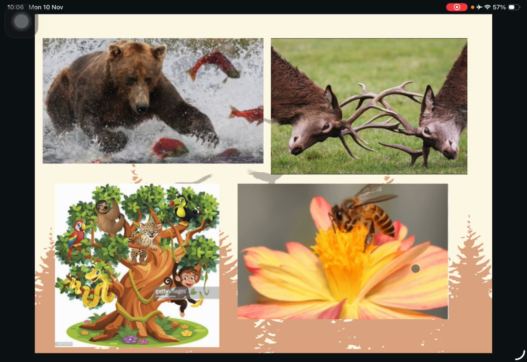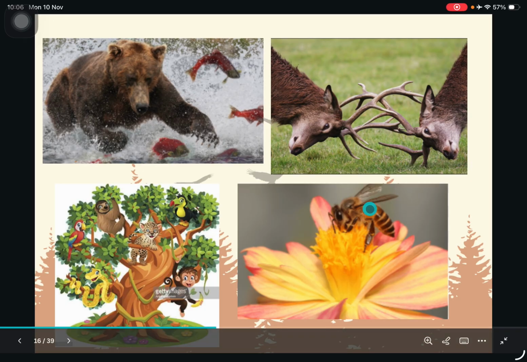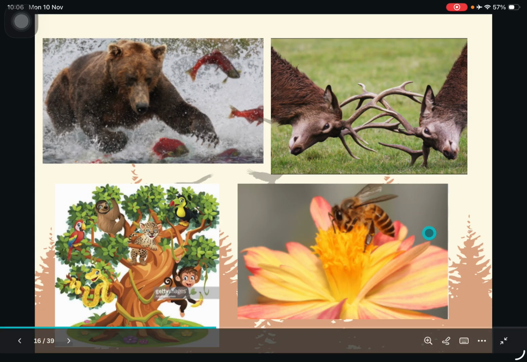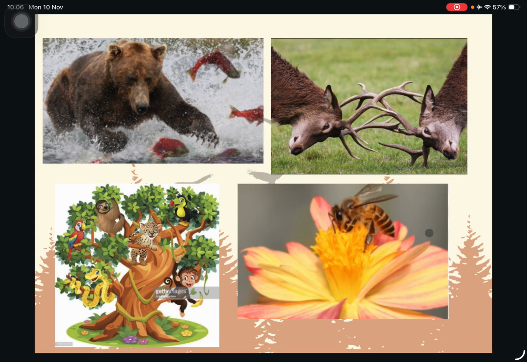And then a living thing depends on another living thing to reproduce. Reproduce meaning have babies. For example, the bee is a living thing, and the flower is another living thing. The bee needs the nectar from the flower so that the bee can return to its home and then make honey for their young, for their babies. All right, next one.